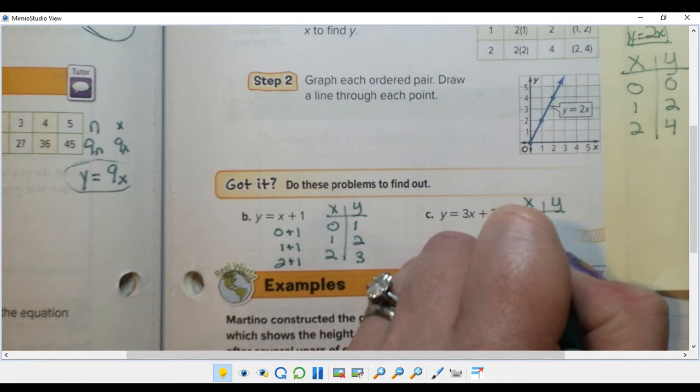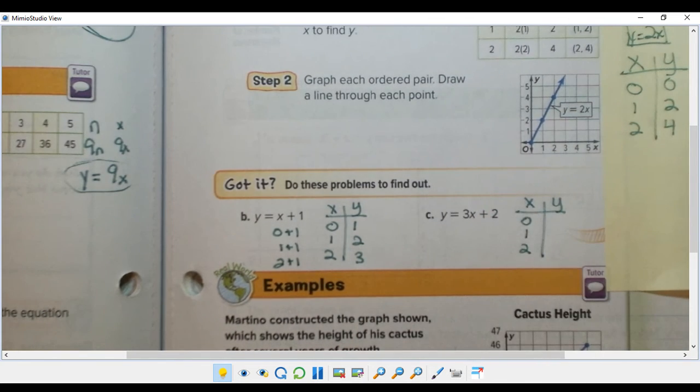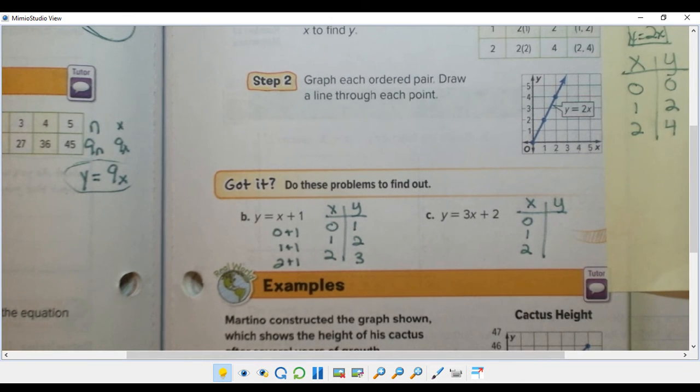So I'm going to pick 0, 1, and 2. I could pick other numbers, but those are easy. They get the job done. You need to have at least 3 numbers, 2 to make a line, but 3 guarantees you that they're right. You can't do it with just 1. That would give you 1 dot. That's not enough to make a line.